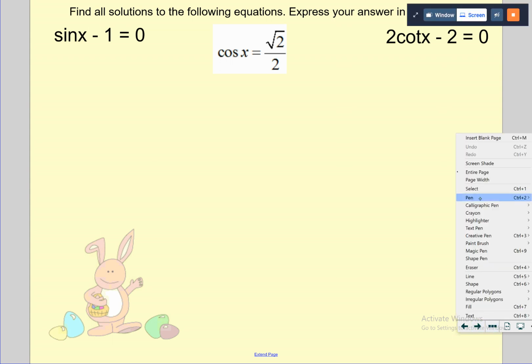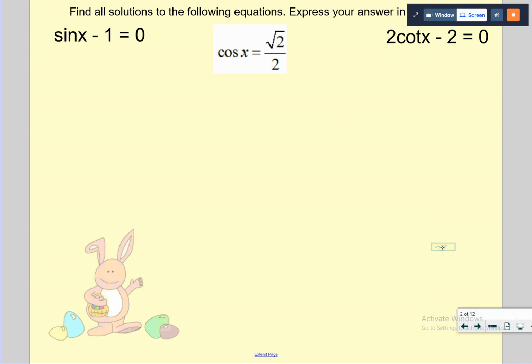Because it could be a degree or a radian, the instructions on these problems are always going to be really specific. This one says we want answers in radians. It's going to bounce back and forth, so just make sure you read really carefully. Okay, sine x minus 1 equals 0. The easiest way to solve a single trig equation is to get it by itself. So if I move that 1 over, I have sine x equals 1.